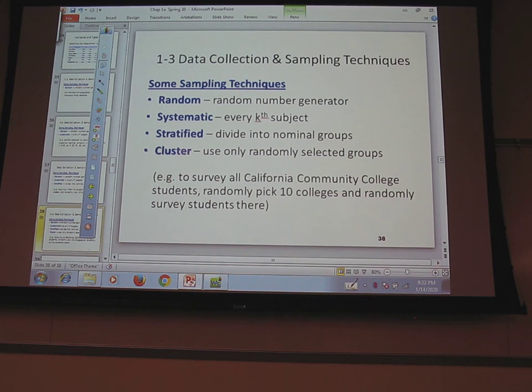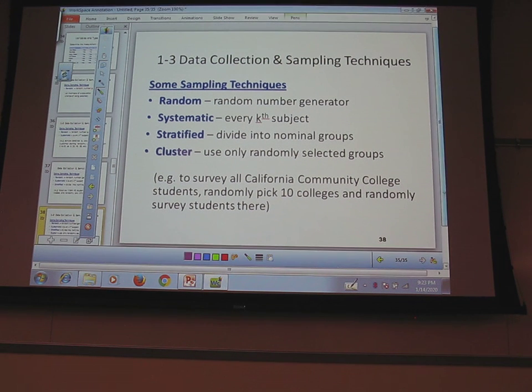Next one. Cluster: use only randomly selected groups. Example, to survey all California community college students, randomly pick 10 colleges and randomly survey students there. Perfect.